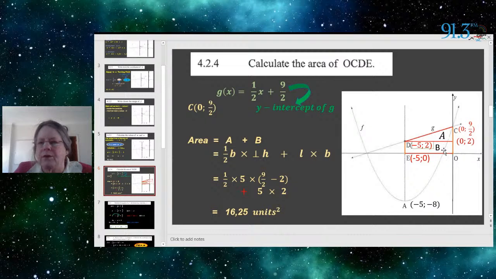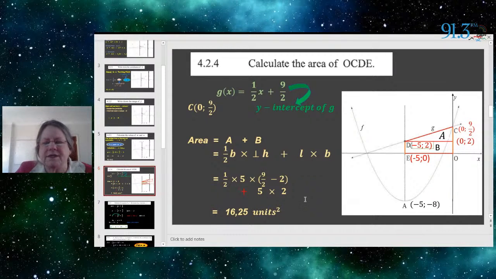And to that, we would add the area of the rectangle, which is length times breadth. And that would just be 5 units times our 2 units up here. And if we put that into the calculator, we will get 16,25 units squared, because there's no centimeters or meters here. So if that is not the case, we indicate an area as units squared.